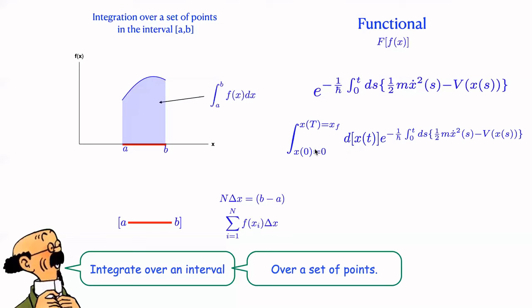So therefore, I integrate over all possible functions such that all the functions satisfy this condition at the time 0. They all start at the origin. And at the time capital T, they all end up at this point xf. And that is actually the process of functional integration. So you are essentially summing over all the sets of functions. And that is where things are more complex and interesting.